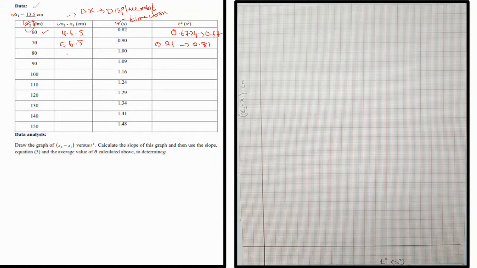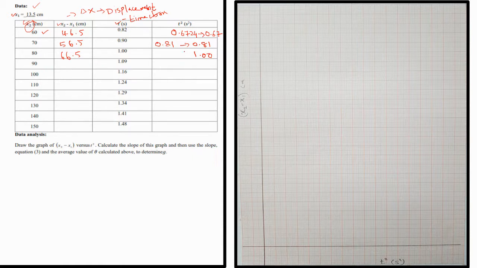Now, let's come to the third one. This becomes 80 minus 13.5, which is 66.5. When you square this one, you get 1.00. Am I right? When you square 1, what is the value of 1 squared? 1 squared is nothing but 1.